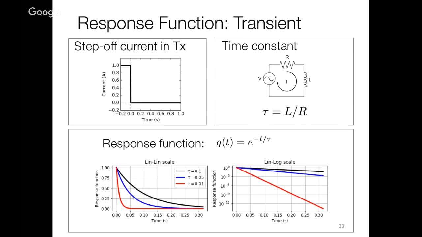So that's what's shown up here. We've got different kinds of conductors, so they have different taus. If tau is large, then it decays slowly. Tau is small.